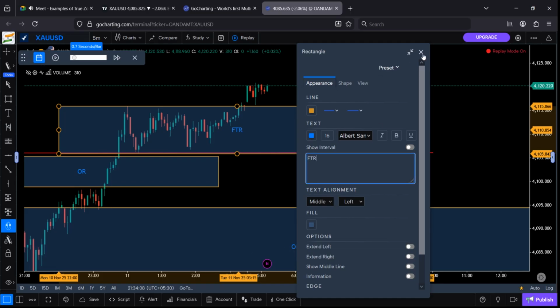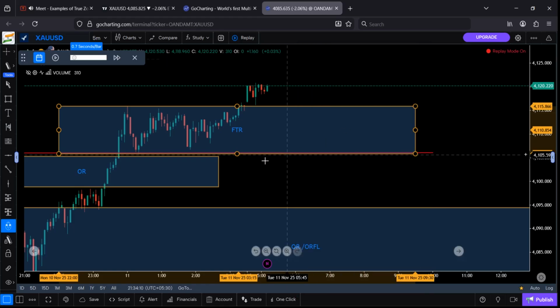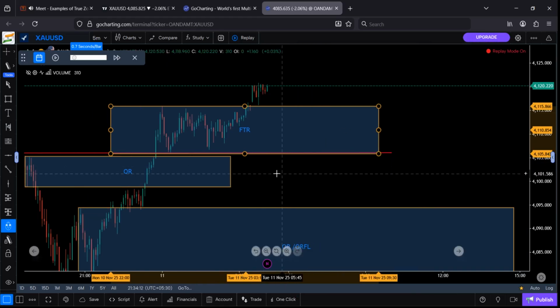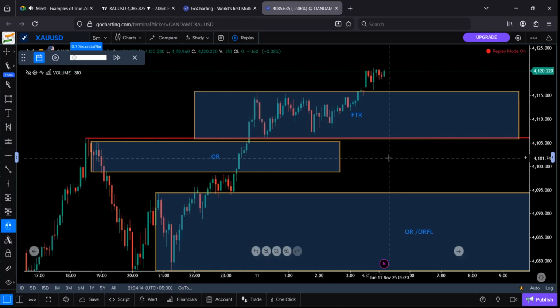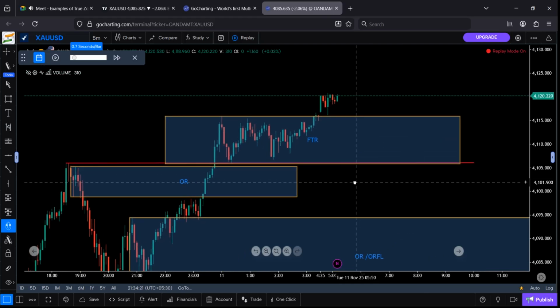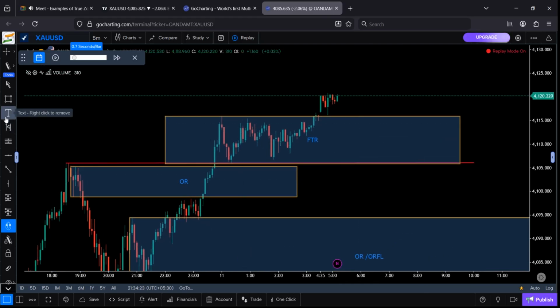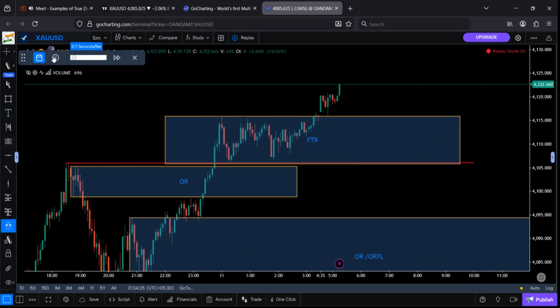Question: can we call that OR also origin FL, because it went up and came back down into that zone? Yes, you can call it OR or ORFL. We will treat them the same. Okay, FTR. So let's play this again.